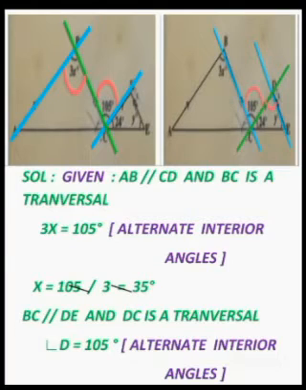Now observe the second figure here, children. Same figure, but here the parallel lines are different, you see. Here BC is parallel to DE and DC is a transversal. Okay, and what you observe here, 105 degrees is equal to angle D. This part, angle D, means this one. Okay, so angle D is equal to 105 degrees. So again the reason is what here? Alternate interior angles. So angle D is equal to 105 degrees, alternate interior angles.